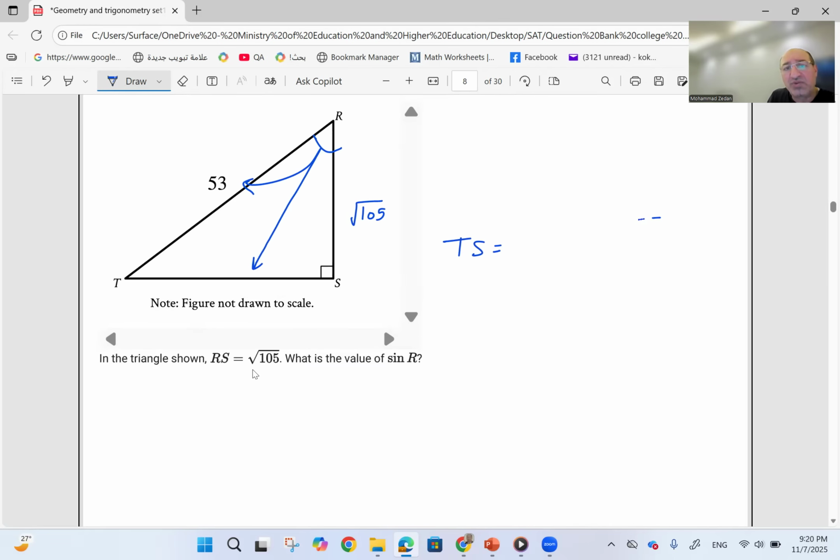TS is the square root of 53 squared minus the square root of 105 squared. You solve this side by calculator and you will find it is about 52. So if this side is 52, sine R is the opposite side 52 over the hypotenuse 53.